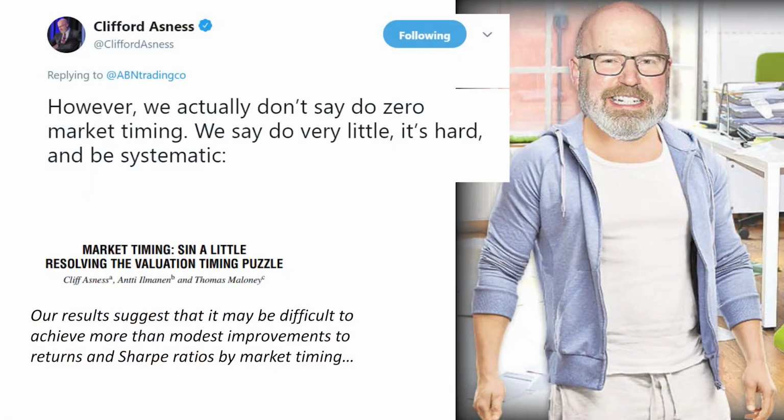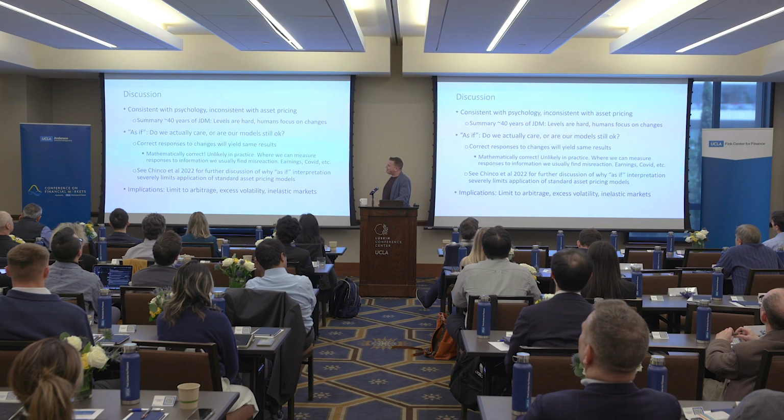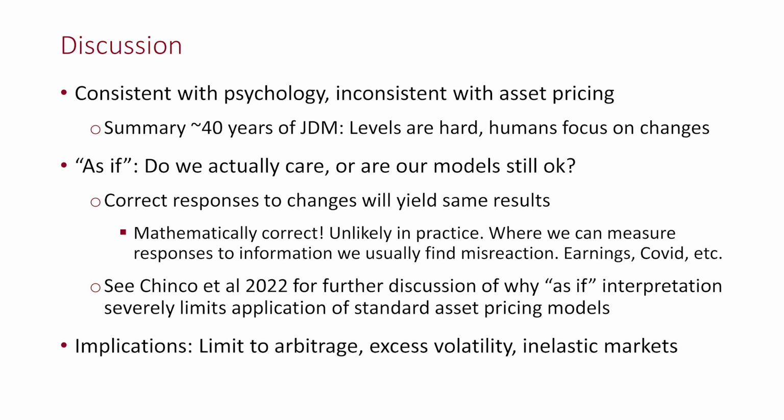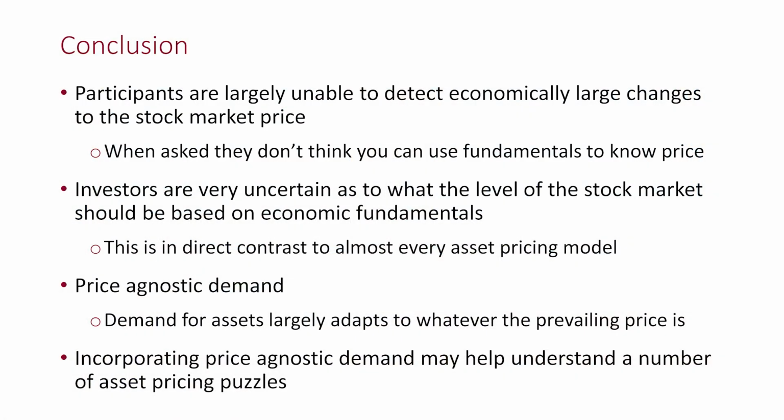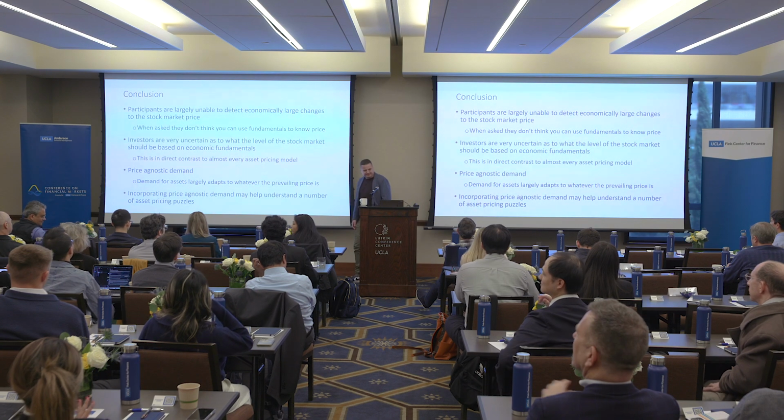Someone like Asness at AQR says, look, there's some predictability. You should do a bit, but there's not a ton of conviction there. Anyways, the paper has a few other discussions about some implications. One thing I didn't have time to discuss is that this is broadly consistent with the JDM literature. If I were to describe the last 40 years of psychology and judgment and decision-making, humans are really bad at levels. This is consistent with that, and we think is consistent with a number of stylized facts, and hopefully useful. So thank you very much for listening to me.